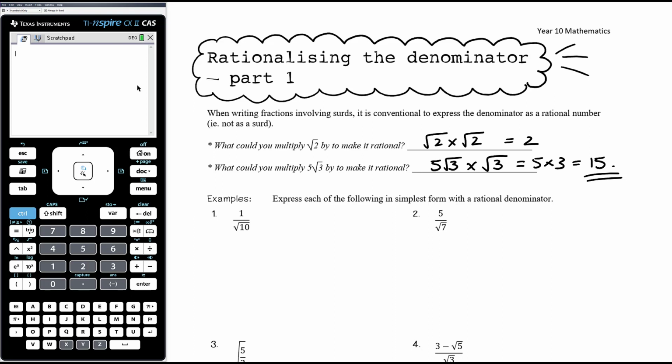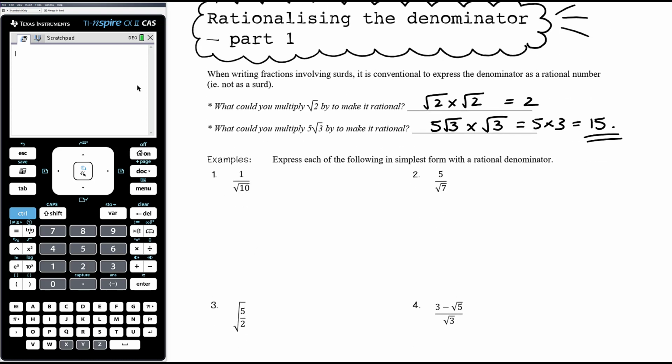And whilst, yes, 5 root 3 times 5 root 3 is also a rational number, what happens is you introduce a common factor into your fraction that then requires that down the track you have to simplify the fraction. You're working with unnecessarily large numbers, which also means that you might make mistakes. There's all sorts of reasons to avoid it. So it's really just you have to multiply by the surd to get rid of the surd.